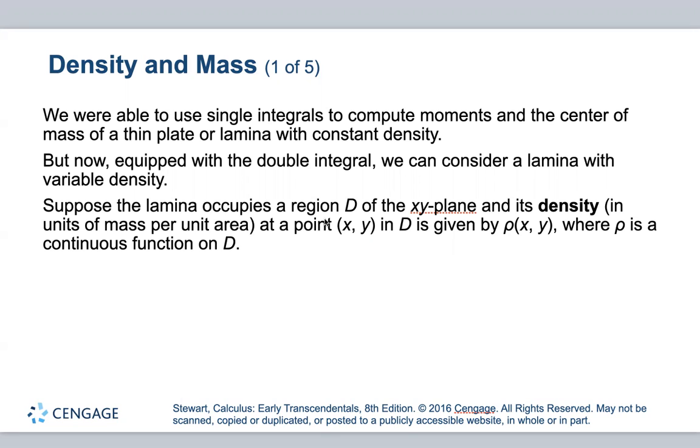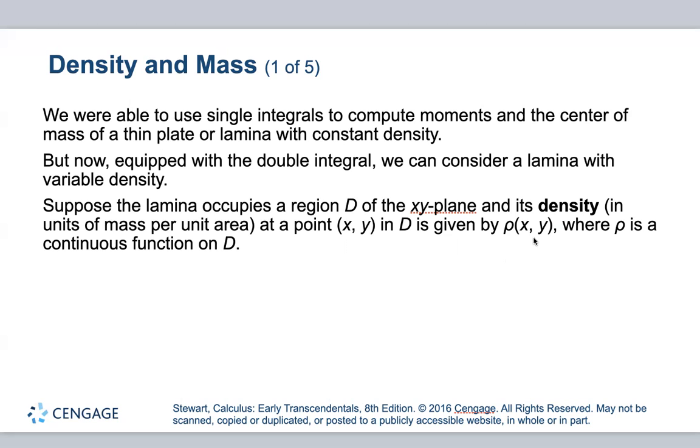It can have an unusual shape, but what we do need is the property that it's so wide and long compared to the thickness that you can essentially assume it's two-dimensional. So we're going to say that the lamina occupies a region capital D of the XY plane, and its density can vary from point to point. So the density is a function, rho, of its position, x and y, and the density has to be continuous.